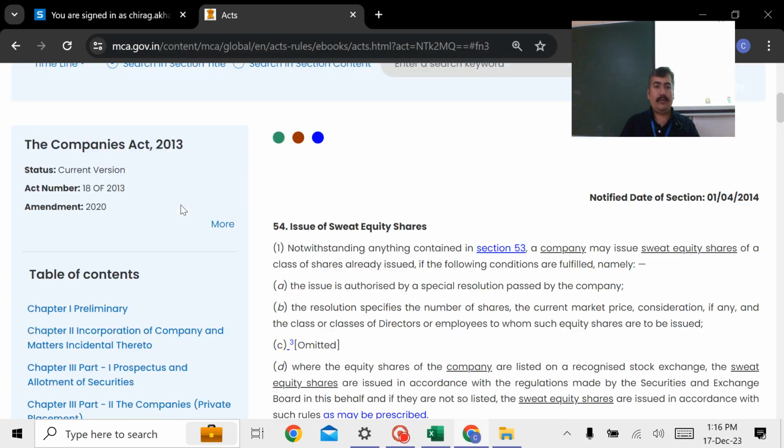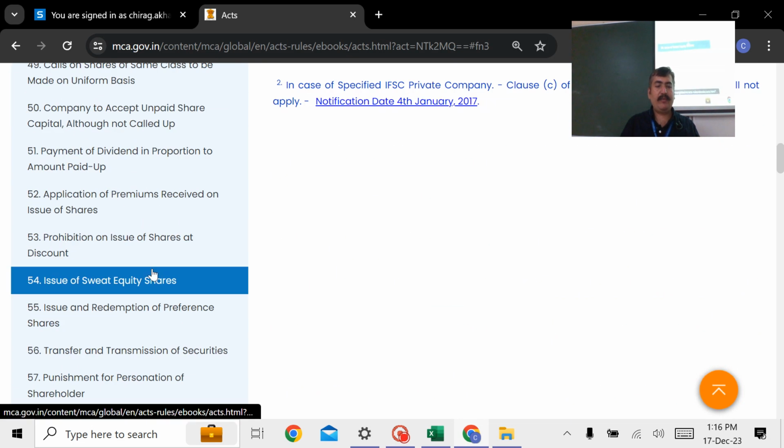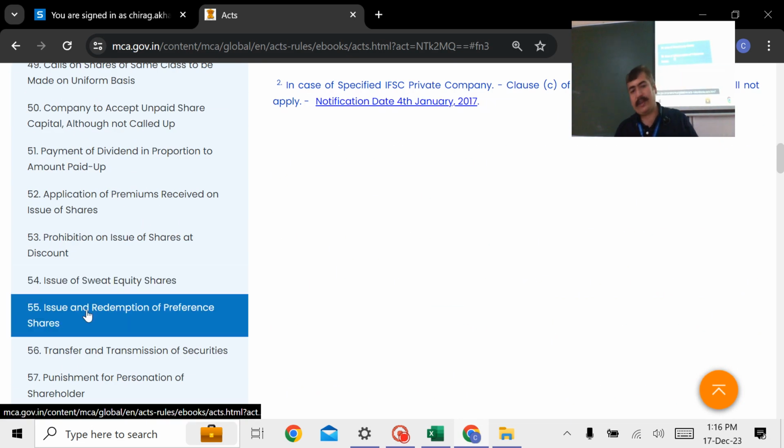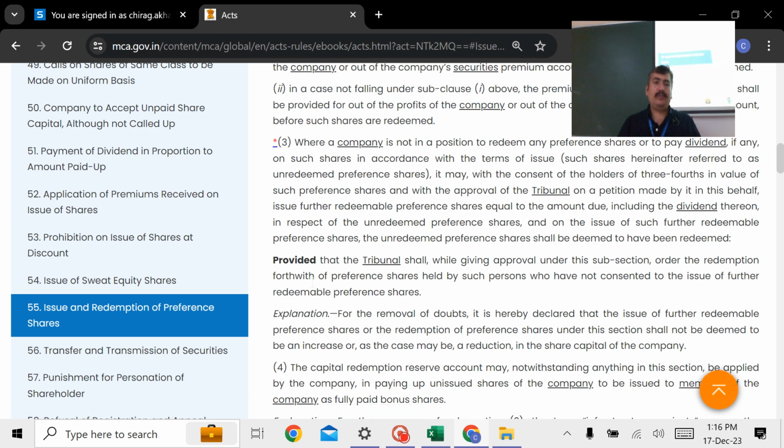So after section 54, we are moving towards section 55 here. It is talking about the preference shares now. Got it? Preference shares. And more of it is talking about the issue and redemption of the preference shares. It is discussing how to issue and redeem them. It doesn't talk anything about the types or anything.